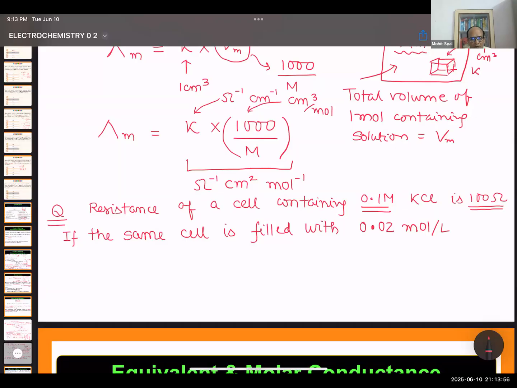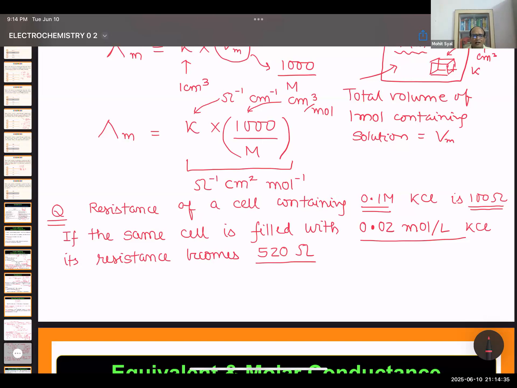Mole per liter, or capital M, you can write. If the same cell is filled with 0.02 molar KCl, its resistance becomes 520 ohm. This is the value of the new resistance.